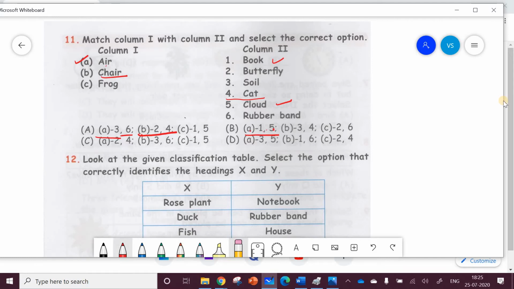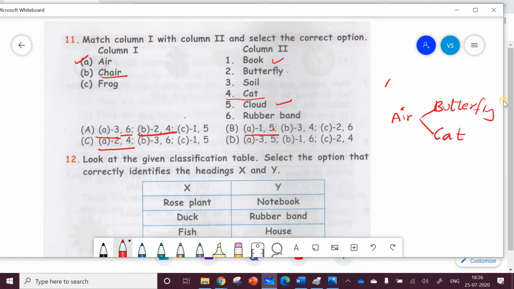We want the same ones, because that is exactly what match the following means. So let's start here now. Option A is air and it is going to be matched with 2 and 4. What is option number 2? Butterfly, and 2 and 4, cat. Right. So now let's see what are these 3 options and how they can be interrelated. What is air? Is it living or non-living? It is not living. Air is non-living.